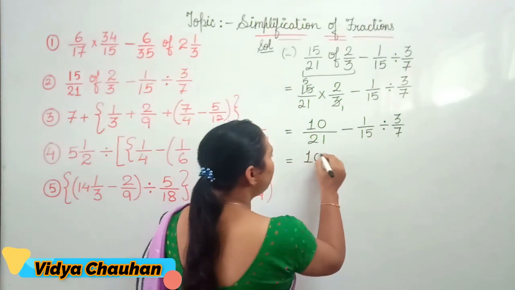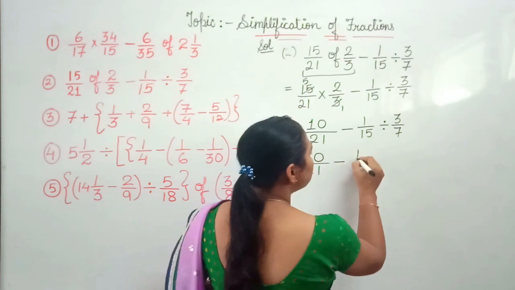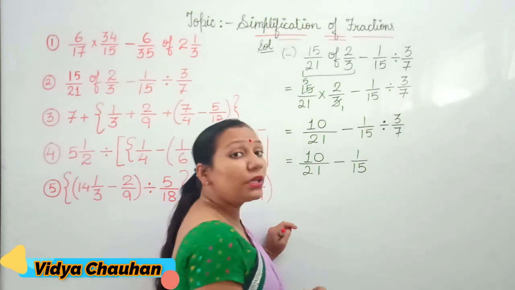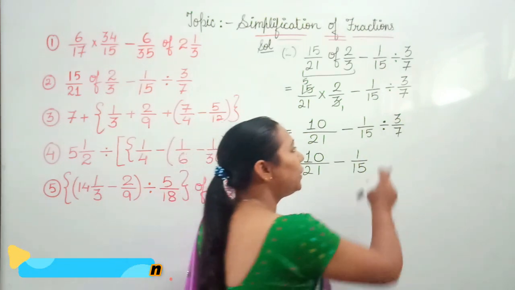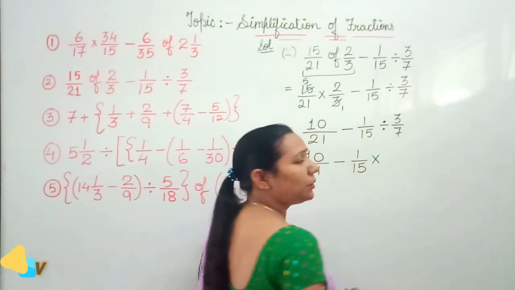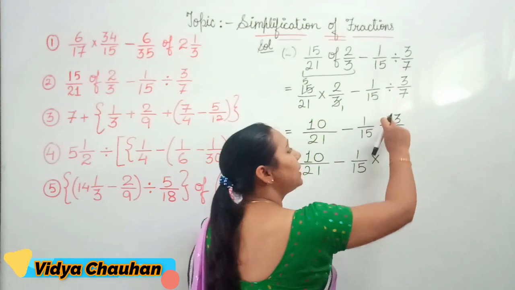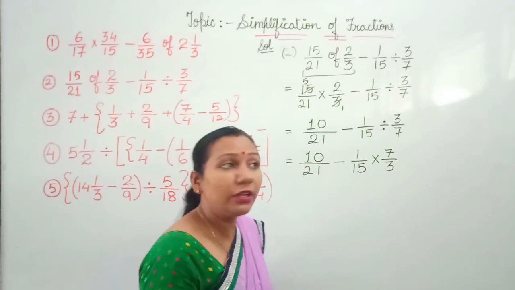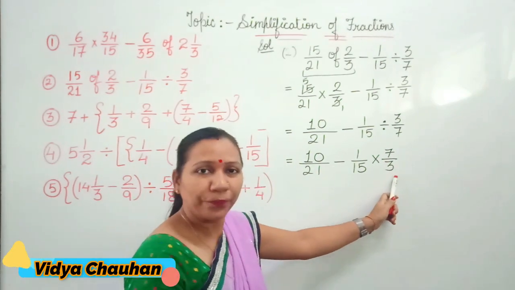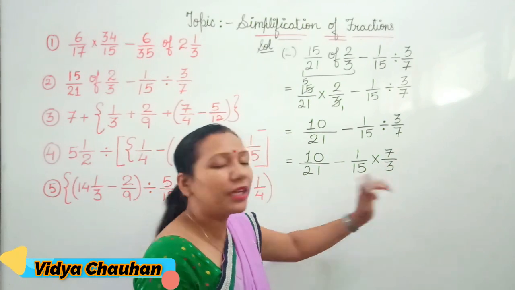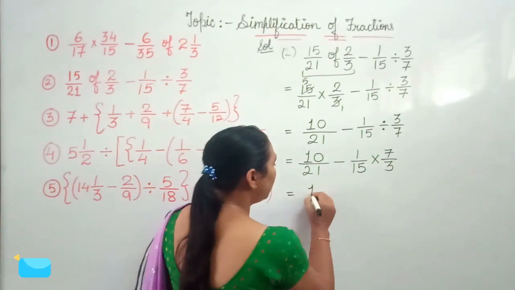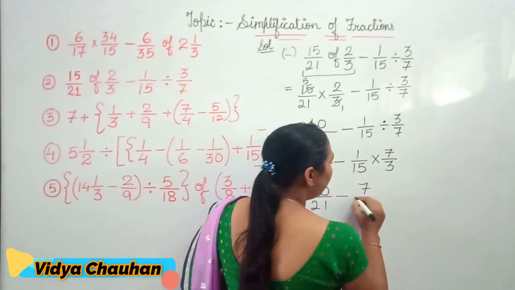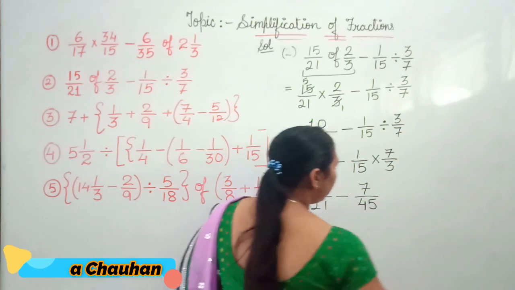Now let us solve 10 upon 21 minus 1 upon 15 divided by 3 upon 7. When we have to do the division of fractional numbers, what do we do? We change the division sign to multiplication, and along with this, the second fractional value gets reciprocated. So 3 upon 7 will become 7 upon 3. Clear, children? Now it's time to do the multiplication. Very first, 10 upon 21 minus 7 ones are 7 and 15 threes are 45.